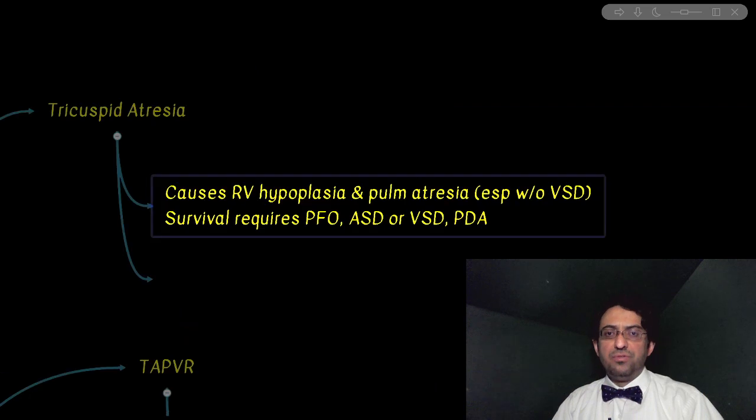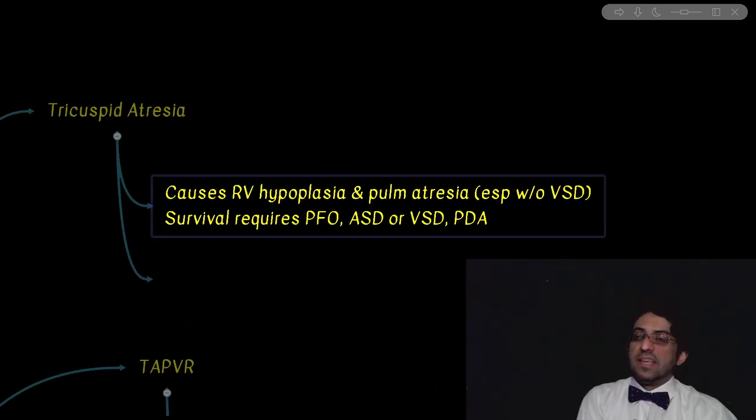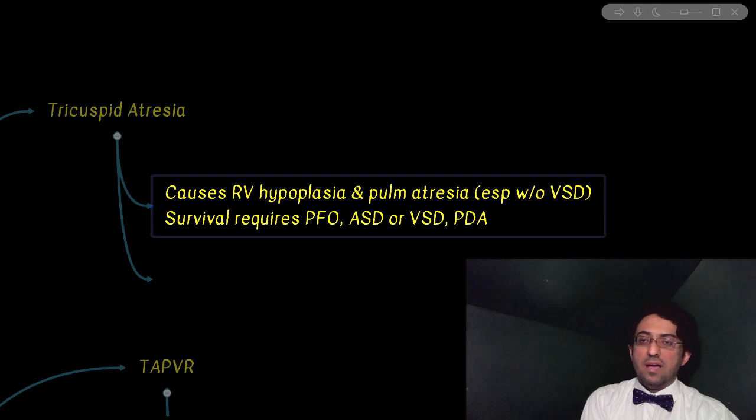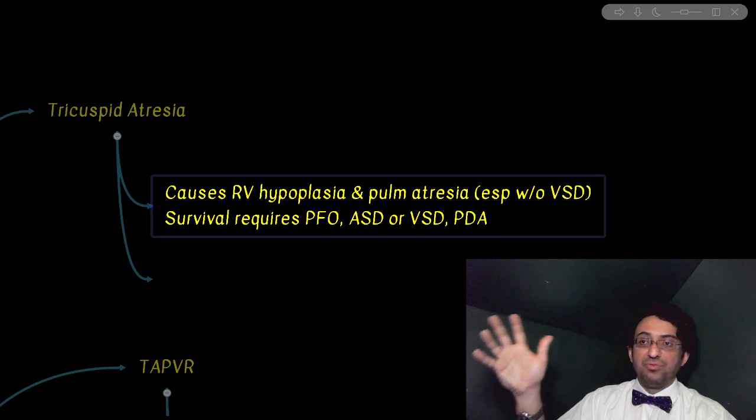Finally, tricuspid atresia. Again, similar to Ebstein anomaly, we have this right ventricular hypoplasia and resultant pulmonary atresia, especially if the patient does not have ventricular septal defect. And again, why is it considered a right to left shunt? Because survival requires patent foramen ovale, ASD, or any other type of supportive right to left shunts. Why is it a right to left shunt? Because the right atrium has no way for forward flow because of the atretic tricuspid valve between right atrium and right ventricle.